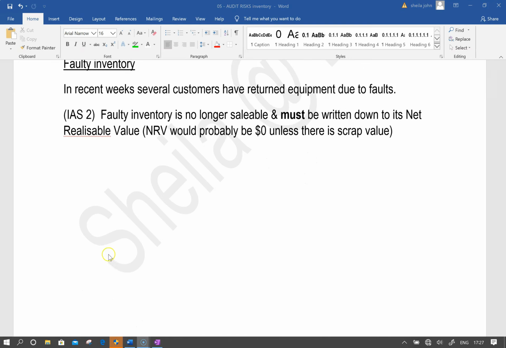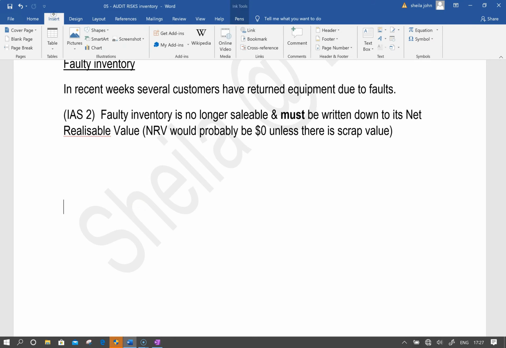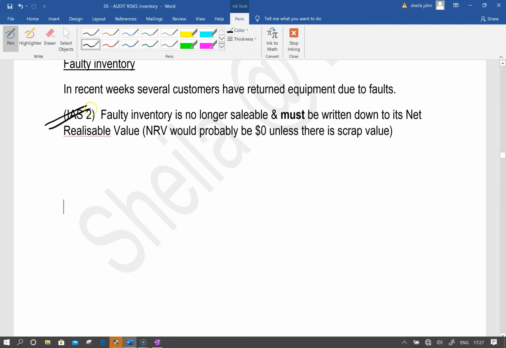So then you're going to say here that faulty inventory is no longer saleable and must be written down to its net realizable value. In this particular case, NRV would probably be 0. So what we're saying is that we want to write it off, unless of course there is some kind of scrap value. All right. So remember, you don't have to put down the IAS reference. No marks are given for that, so you can leave that out.